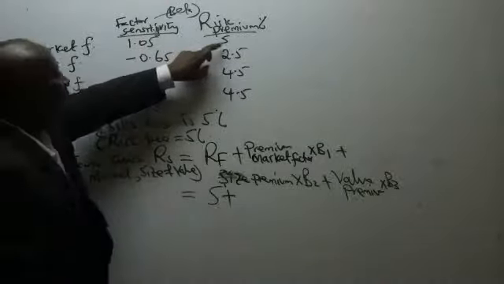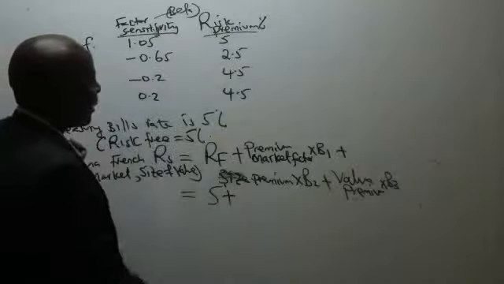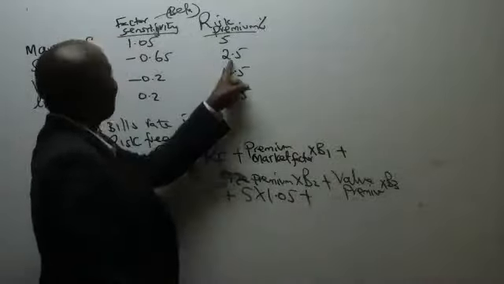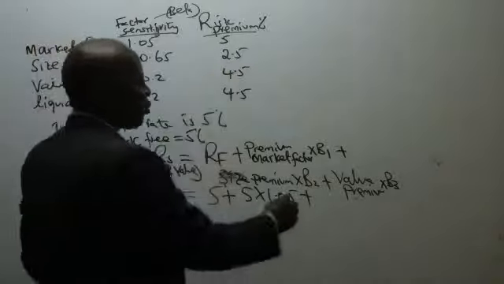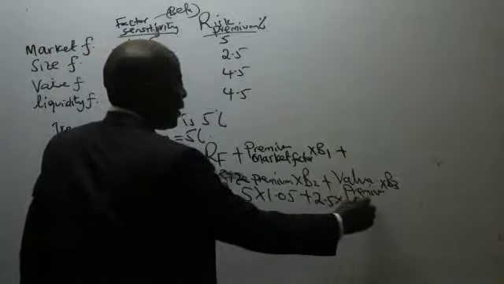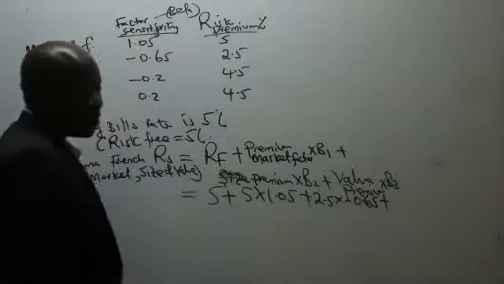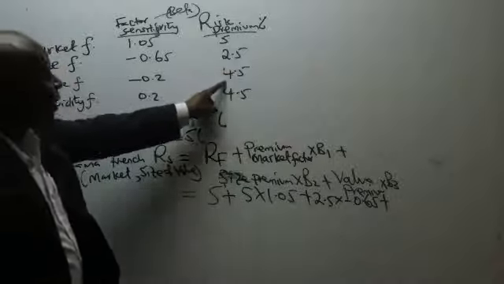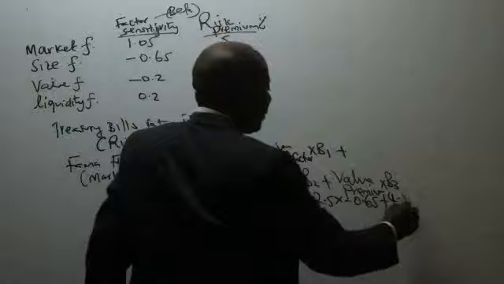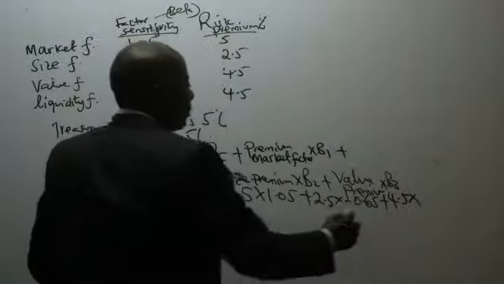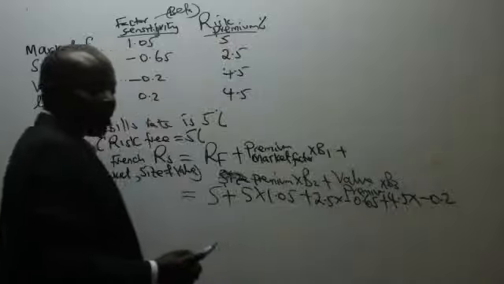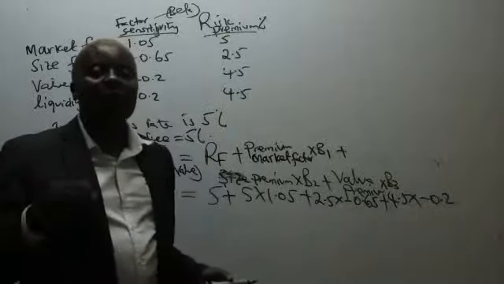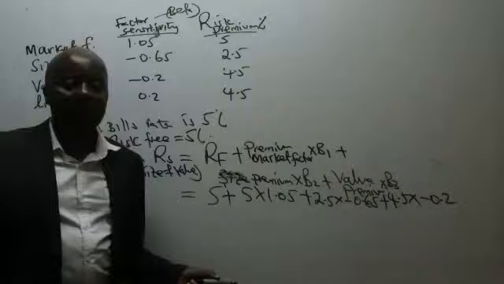So this market, I'm multiplying this time by the beta. So I come here and say plus 5 times 1.05, plus the size factor premium, which is 2.5 times minus 0.65, plus, there are only 3 factors. The third factor here is 4.5 times its premium, which is minus 0.2, like that. So it's called Fama-French. The name may appear to be very big, but really there's nothing there.